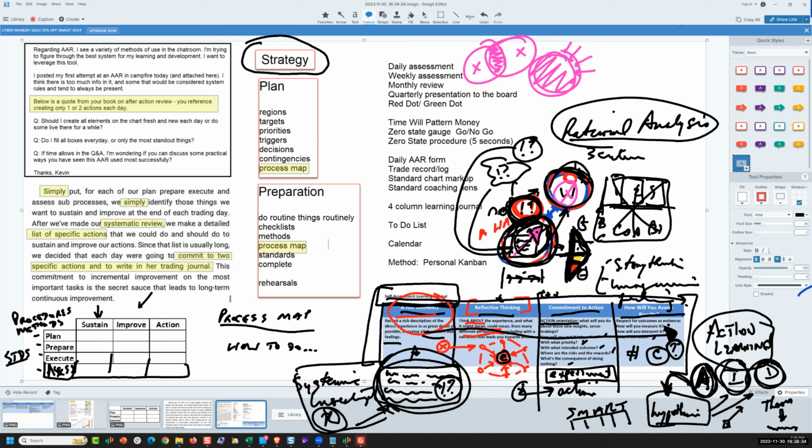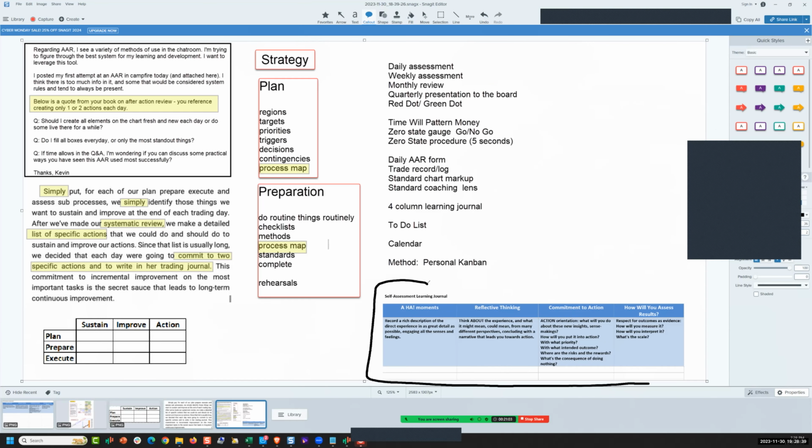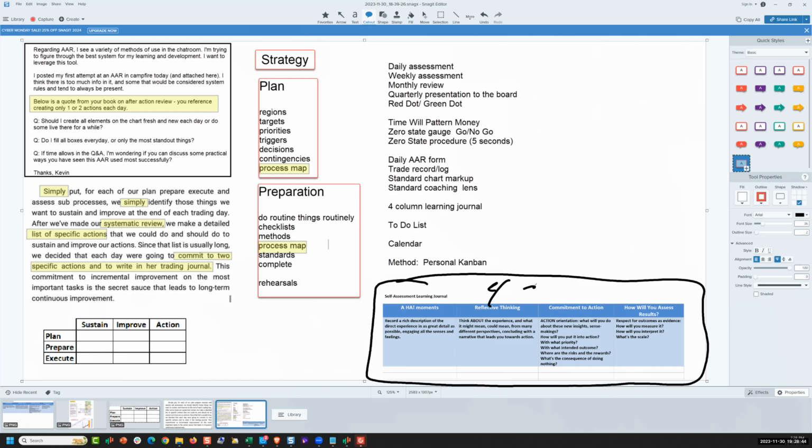So I say all that to simply say that one of the things that we're going to have in our continuous improvement is this 4-column learning journal. And you want to use that to investigate the significant surprises, the ones that represent the largest challenges to your understanding of how the world works. And in most cases, that means that you're questioning your basic fundamental assumptions about how the world works.